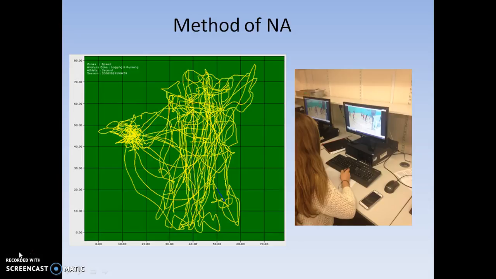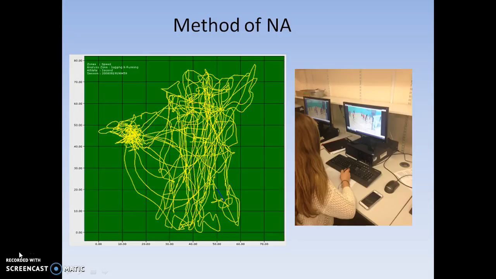Another way is looking at their heart rate, so this will indicate how hard they're working within the game and if they need to push themselves even more. So they'll be able to do this by wearing a heart rate monitor and you can look at it on a computer screen and see how much their heart rate has gone up within different periods of the game.